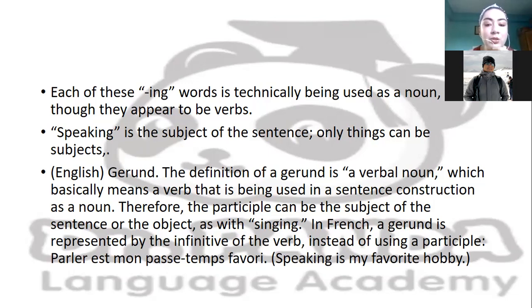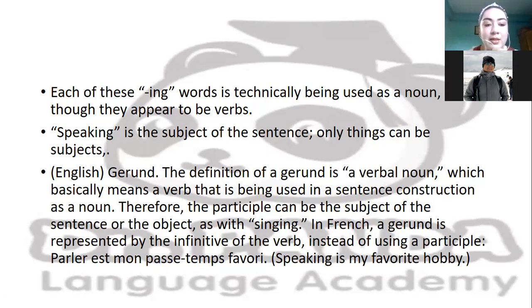So for example, in French, speaking is my favorite hobby. Parler est mon passe-temps favori. Very good. So, sa tingin mo, Jason, nasaan yung gerund sa French sentence na to? So, speaking is? Speaking yung gerund? Yes. Speaking is the gerund.